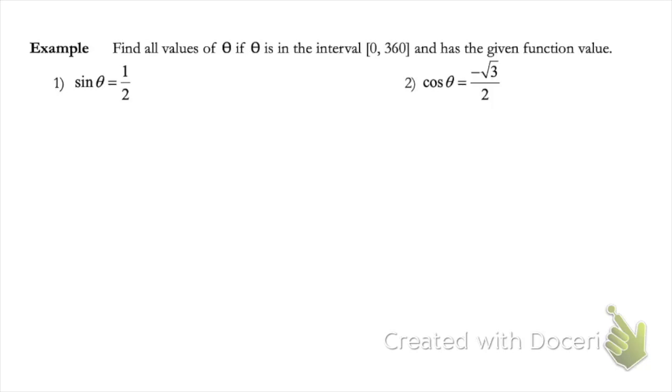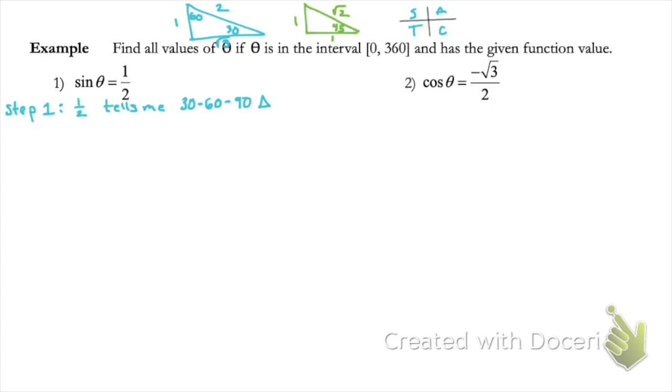Alright, for these examples, we are going to be finding all the values of theta if theta is between 0 and 360 and has the given function. So let's get down our special right triangles, and I put the All Students Take Calculus breakdown of positives and negatives there. Sine of theta equals 1/2. So I need to first determine what special right triangle I'm working with. I've got 1 and 2 in the sine value. So that should tell me immediately I'm working with my 30-60-90 triangle.